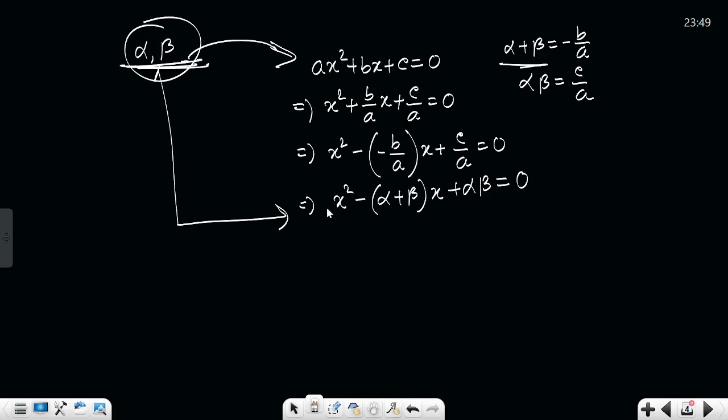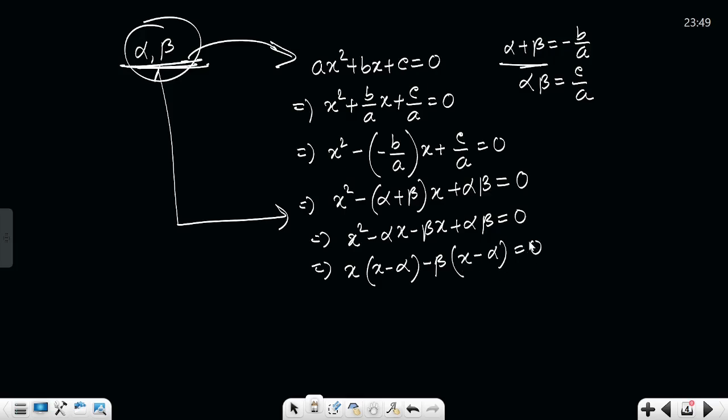You can simplify it further. So it will be x square minus alpha x minus beta x plus alpha beta is equal to 0. From here, take x common. So here it will be x minus alpha, minus, from here, take minus beta common. So it will be x minus alpha equal to 0. So we will get x minus alpha into x minus beta is equal to 0. Okay. So from here you can also see that the two roots are alpha and beta.